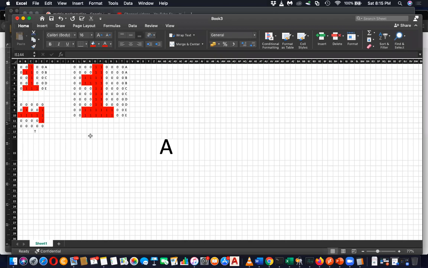So this is called a transpose matrix, that is, rotating the letter. Right, anyway, I think now you have an idea about what is happening in your monitor.